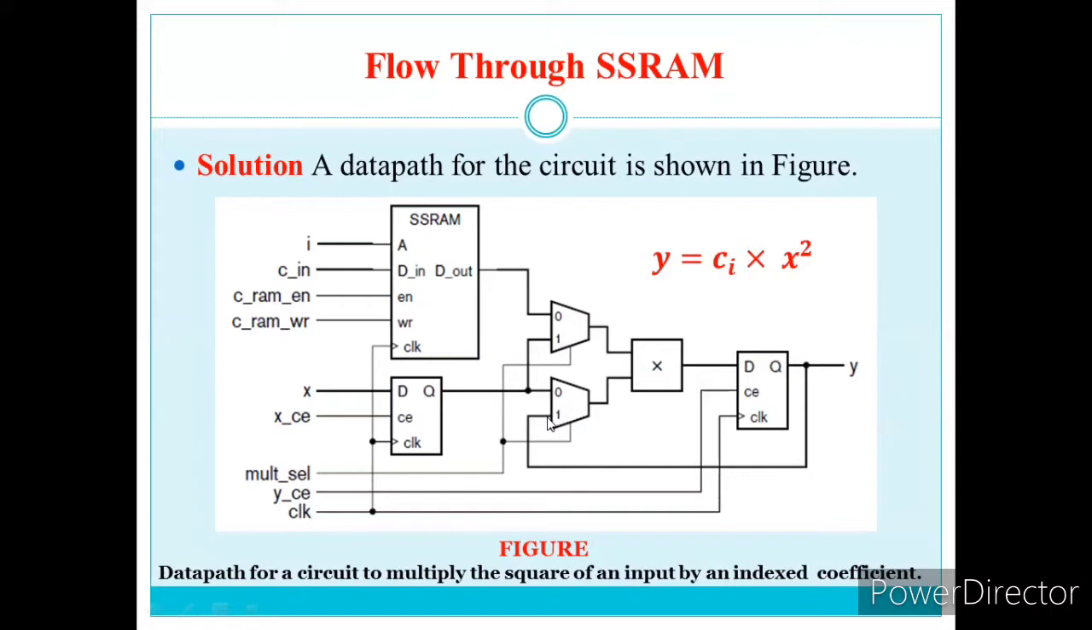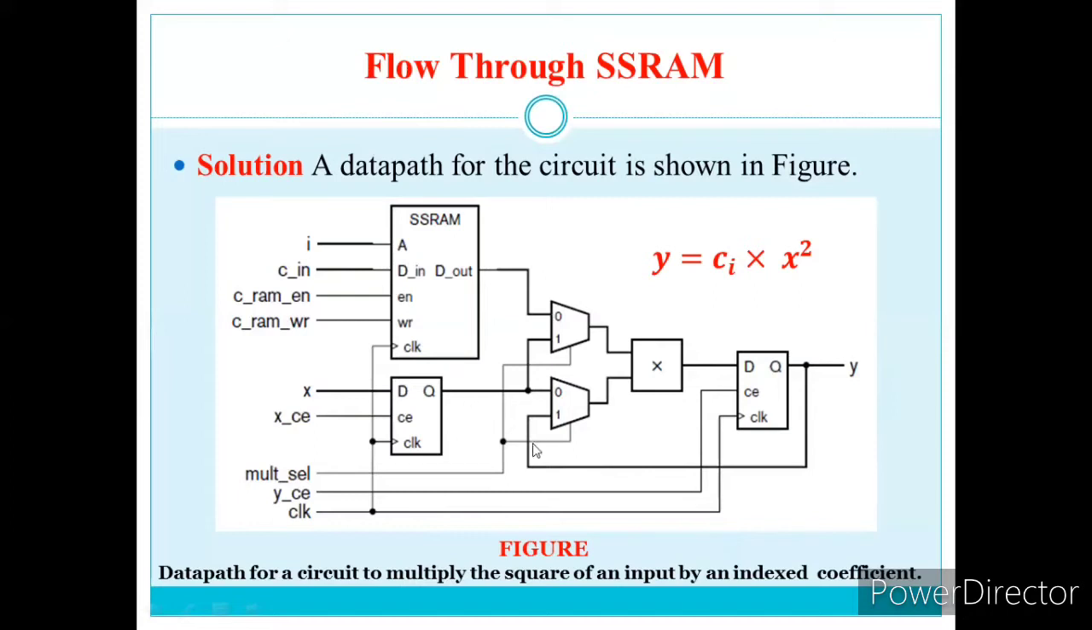Because again we need to multiply with x, and when the select line is 1, what happens? The previous result is multiplied with the new value of x, which is given to the other multiplexer. So once the select line is 1, x is multiplied with the previous result, and finally we get the result. This is the algorithm that we have.